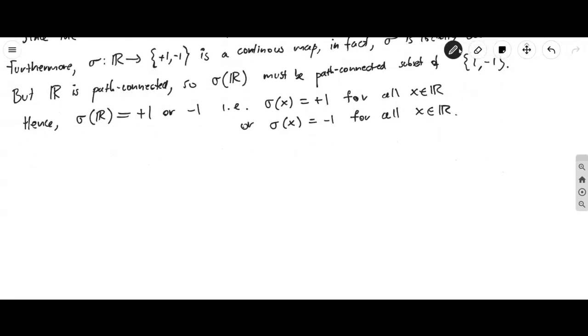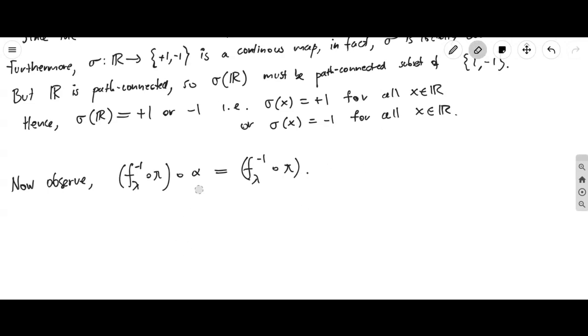So let's go back to this. So now, observe that we have the following relationship: if you do sigma lambda composed with pi, and you compose that with alpha, that will give you the same thing as this. So why is that? The reason that works is because alpha is the automorphism, and pi sends a point into the same equivalence class.